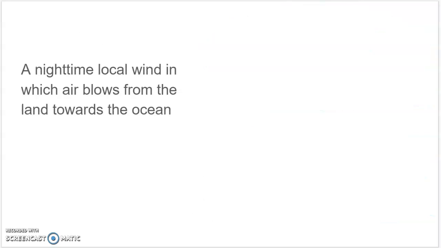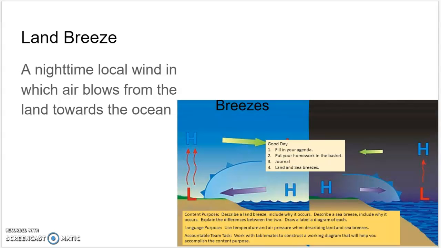Now, what do we call the nighttime local winds, in which air is blowing from the land towards the ocean? We call this a land breeze. The land breeze blows from the land, and that's what we see over here in this nighttime picture. We have relatively high pressure over land because the land gets colder at night. The land cools down faster than the water cools down, so the water stays a little warmer, a little lower pressure. The land gets a little colder, a little higher pressure, and that high pressure moves into the low pressure area.